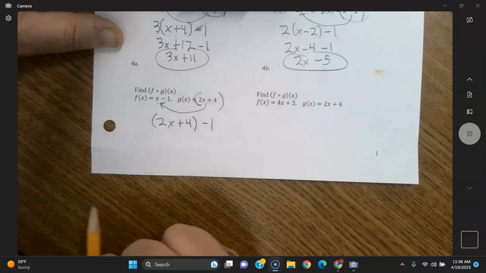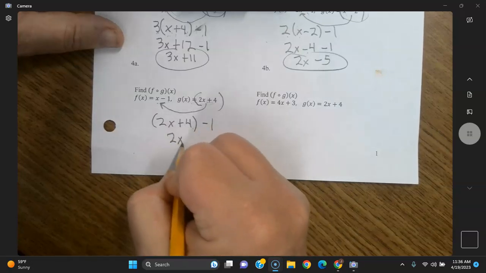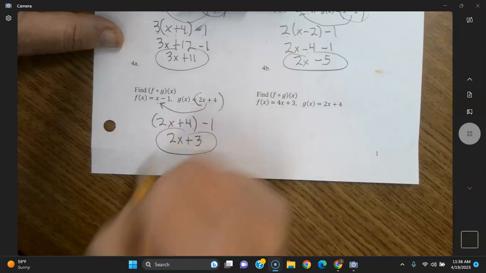So plus 4 minus 1 is 3. So it's 2x plus 3. That's the answer.